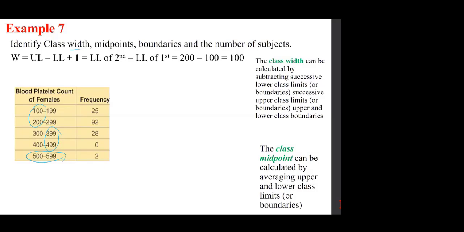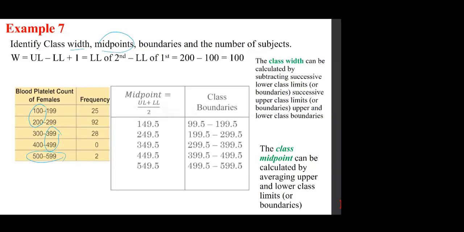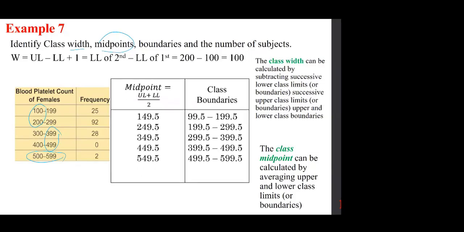So the next one is asking for the midpoint. The midpoints basically add up, divide by 2. So for the first class, it is 100 plus 199, divided by 2, giving you 149.5. And then you don't have to calculate the next one, just add the width. So you calculate just one of them, then add the width. That's all there is to it.